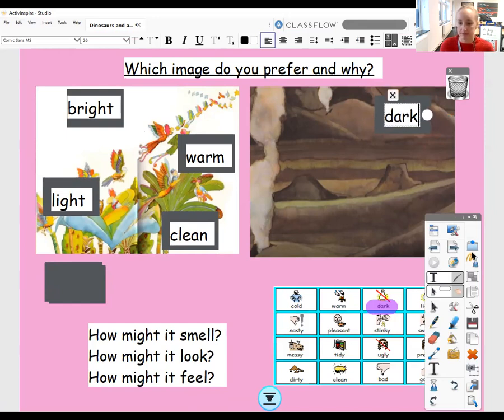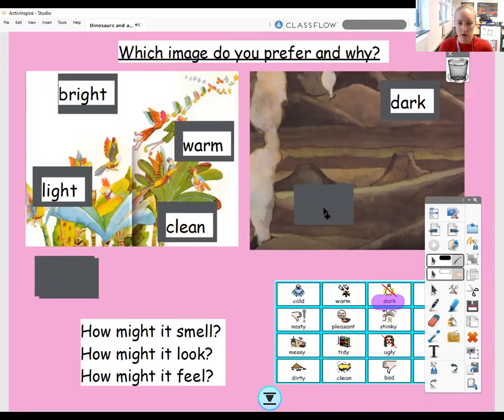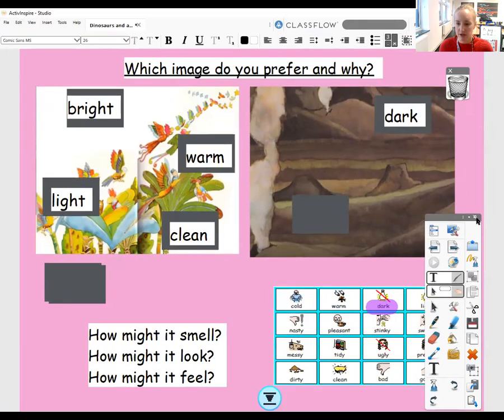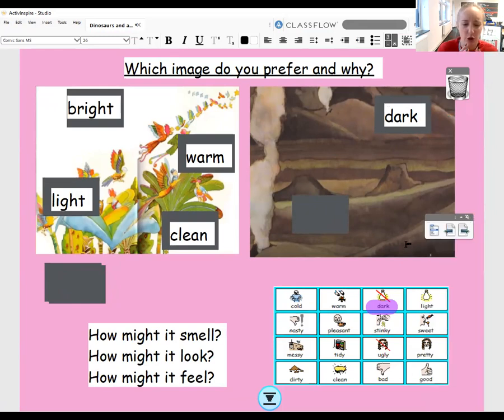Dark. You know what other word I might use? It's not on my word map. I think I'm going to use the adjective gloomy. Can you say that? Gloomy. So gloomy is when something is very miserable. It's very dark. Okay, it's a bit dingy. I'm going to use the word gloomy. Maybe you'll use gloomy at home.